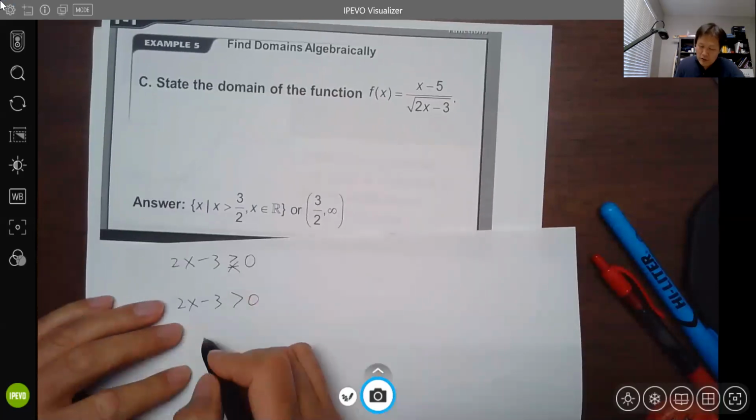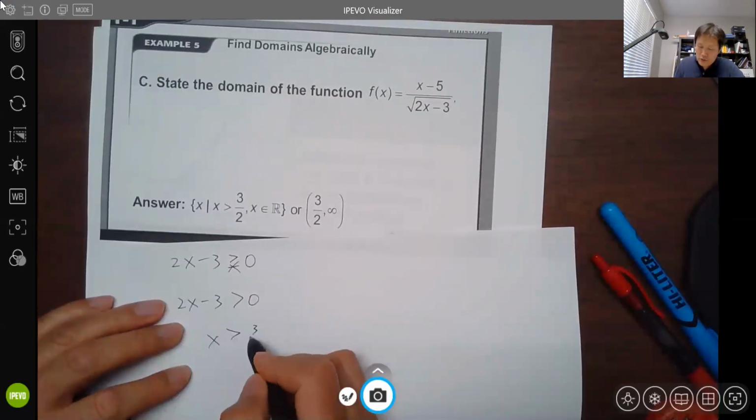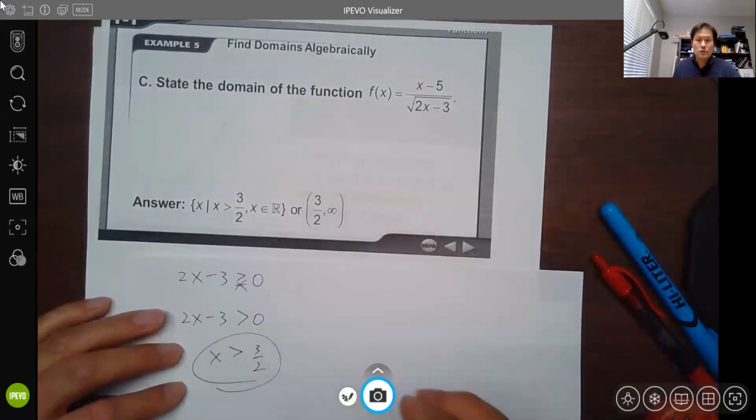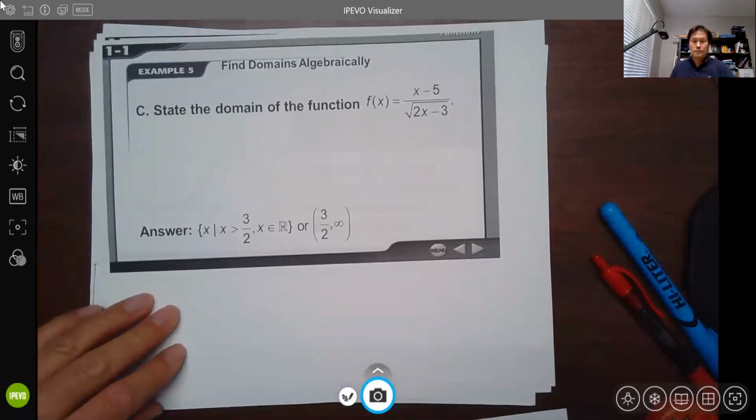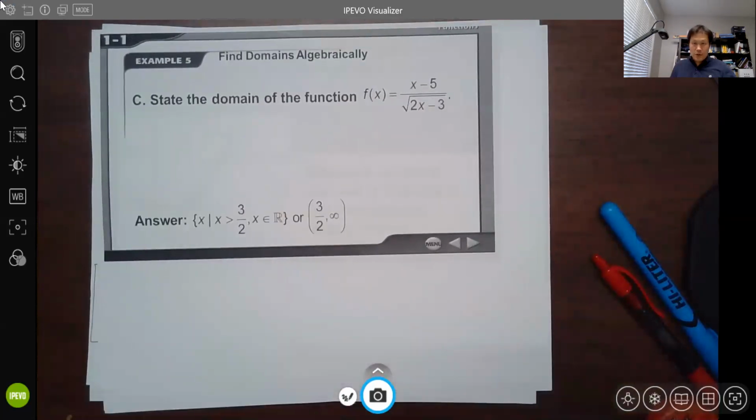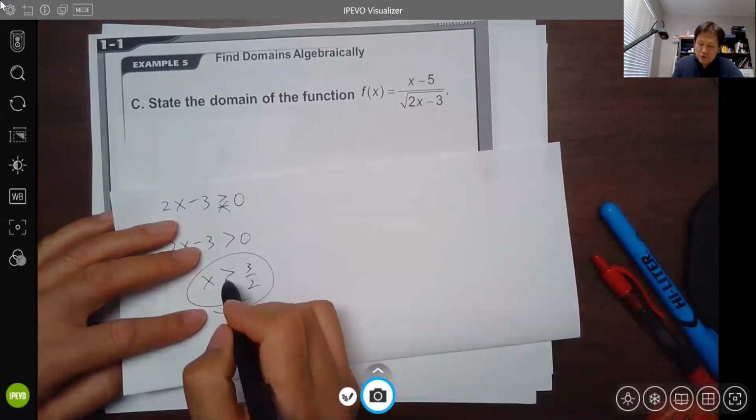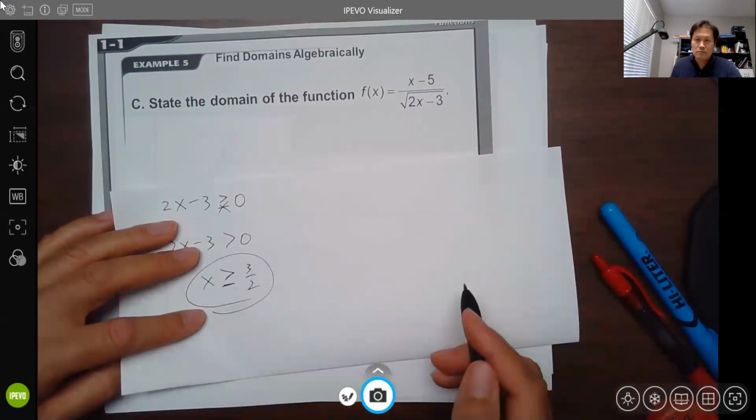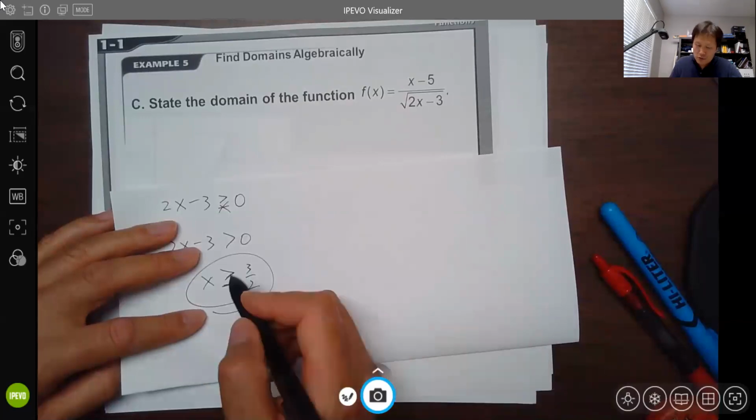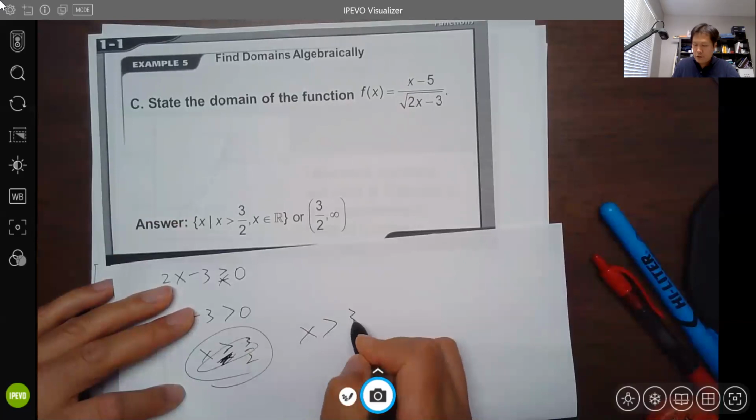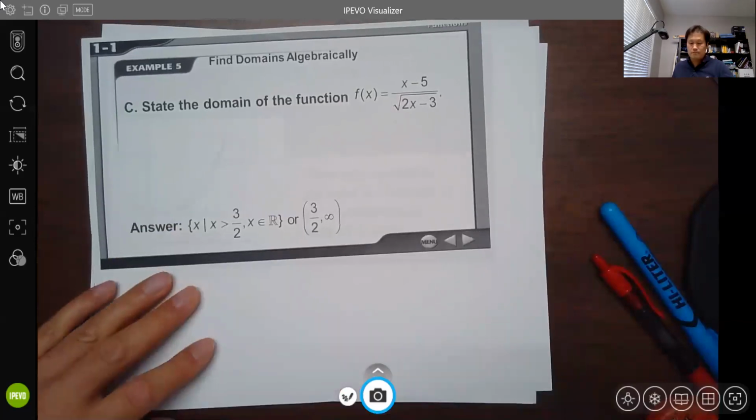So your answer will be what? x is greater than 3/2, or in interval notation, that will be the one. A typical mistake for this question is many students leave a root equal sign there and get that wrong. So you shouldn't have an equal sign there. If x is greater than 3/2, that's the only answer.